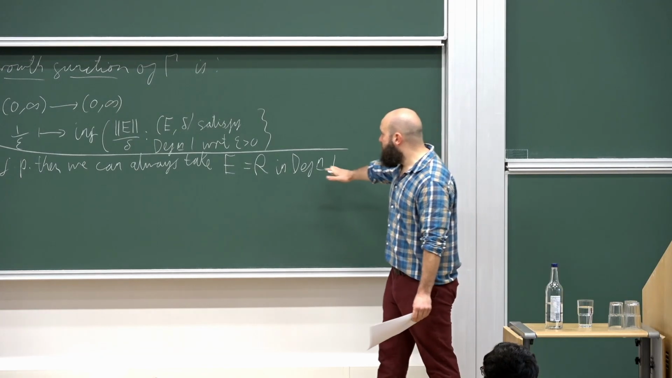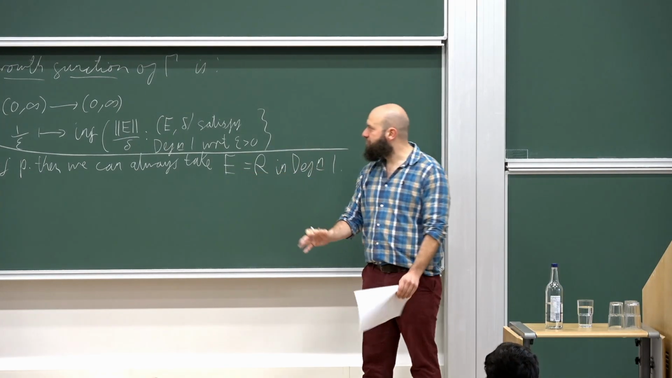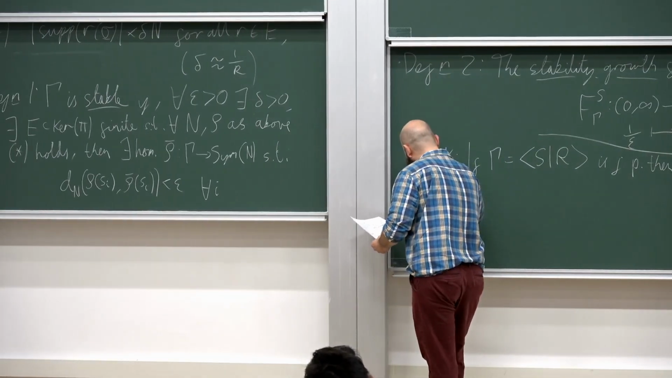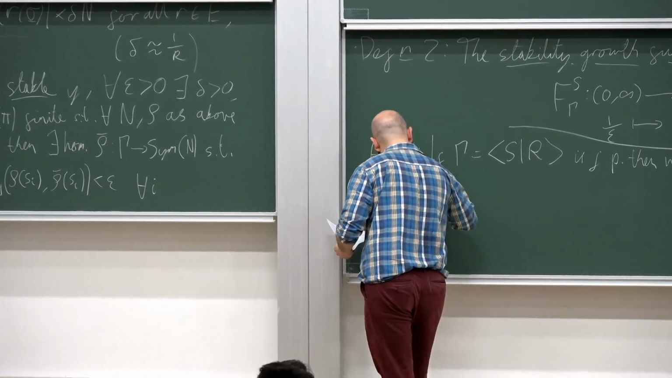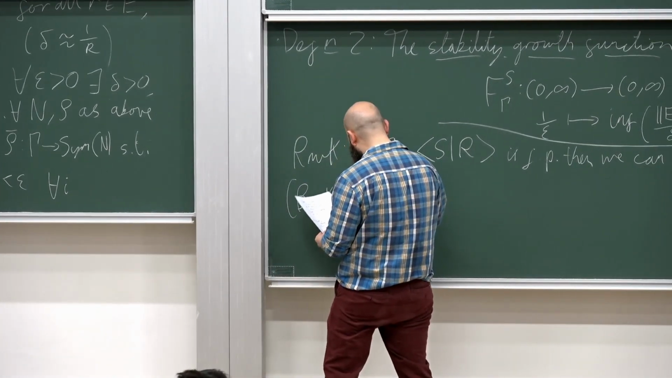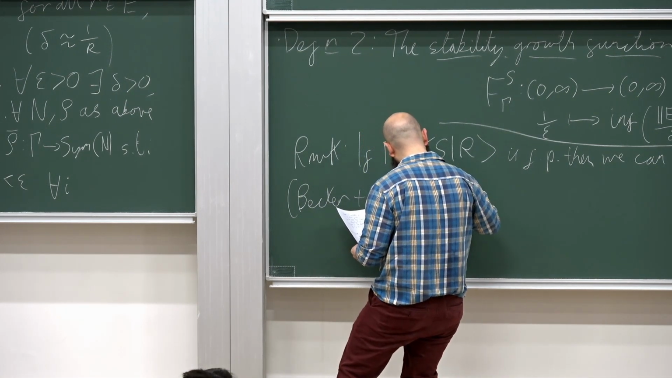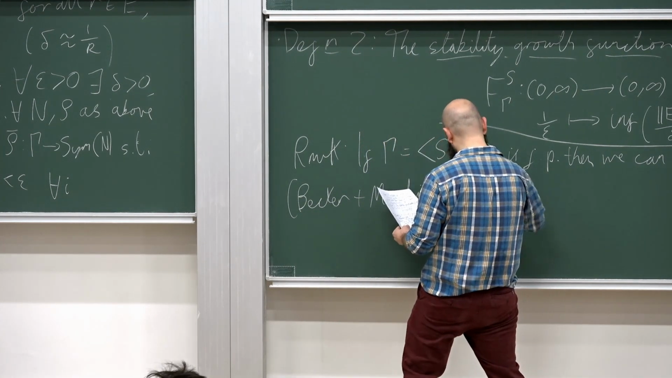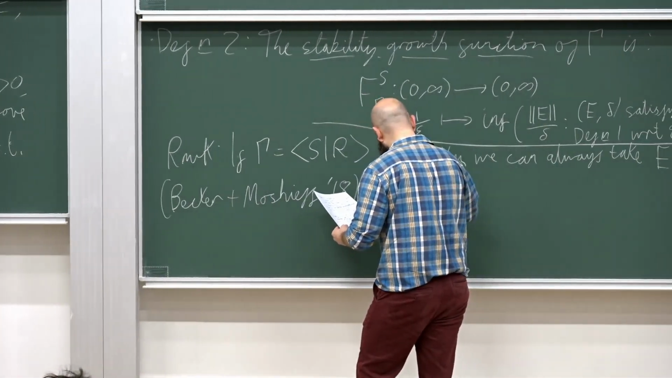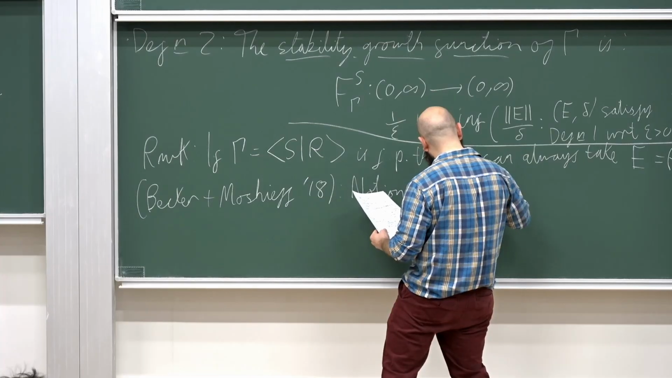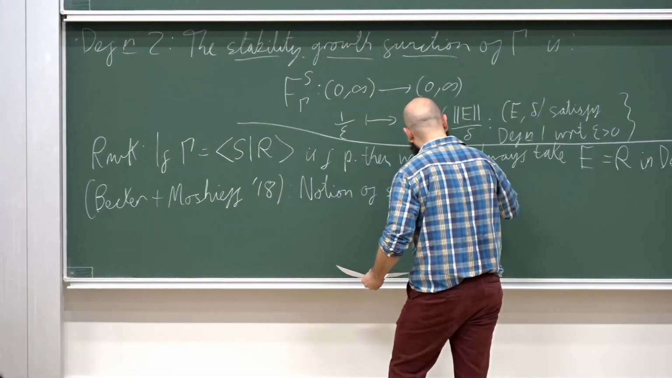So this notion, where you fix E to be R and try to quantify stability, is already in the literature. So this is studied by my erstwhile colleague Oren Becker and Jonathan Mosheiff. So they introduce a notion of stability rate for a finite presentation.